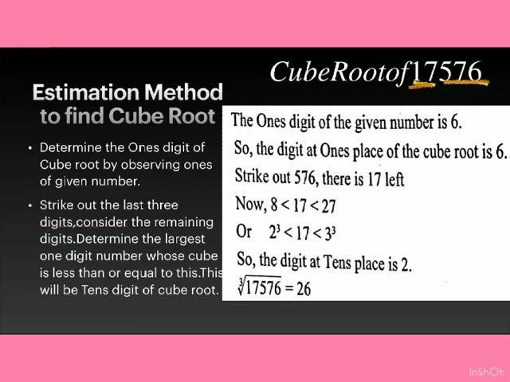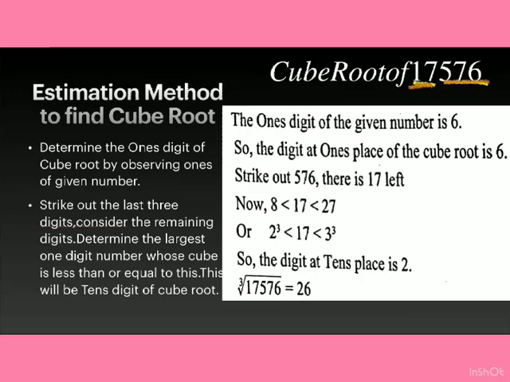And now let us find cube root of 17,576 by estimation method. To find cube root, determine the ones digit of cube root by observing the ones digit of the given number. The ones digit of the given number is 6 here. So the digit at ones place of the cube root is 6.